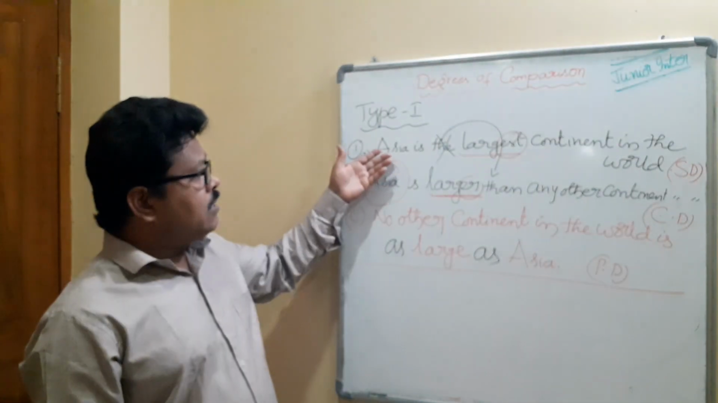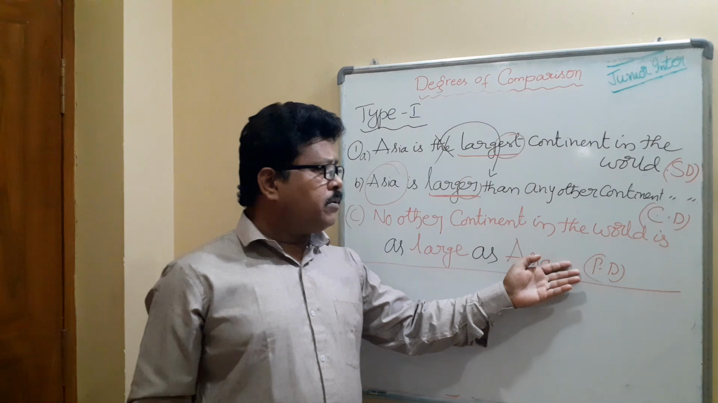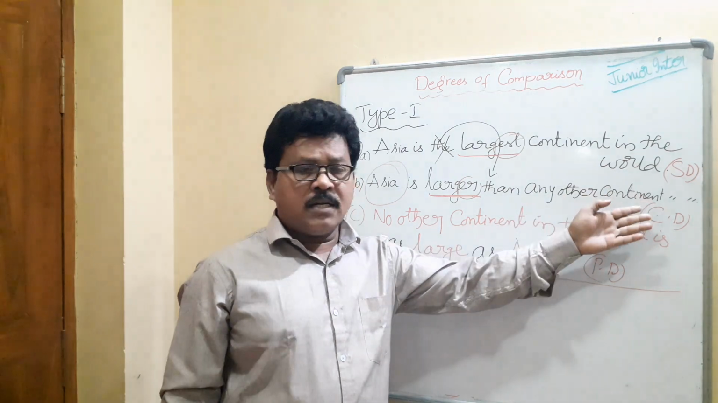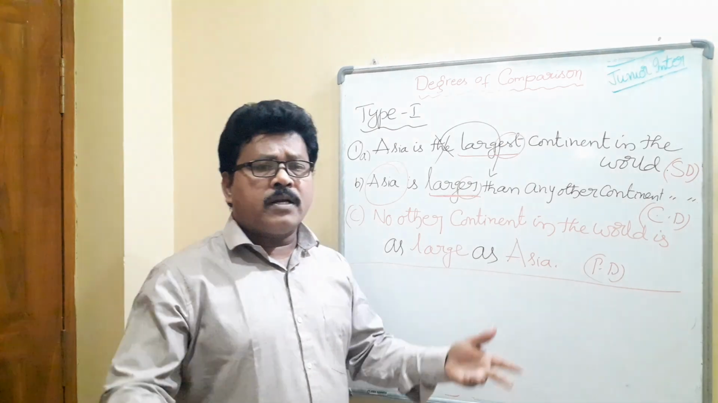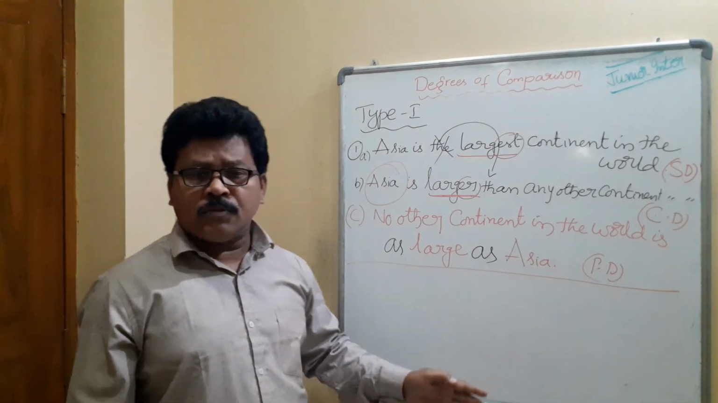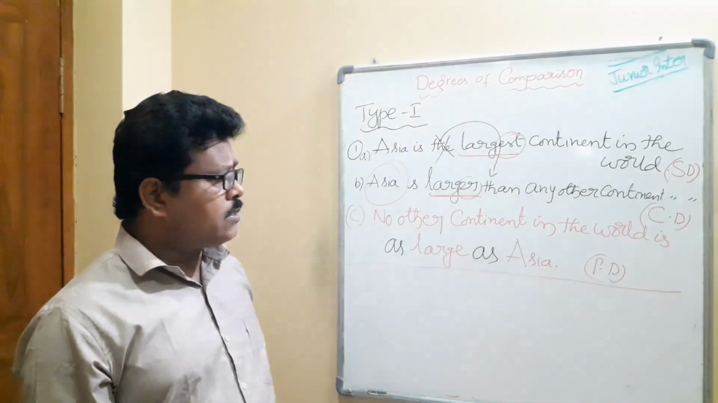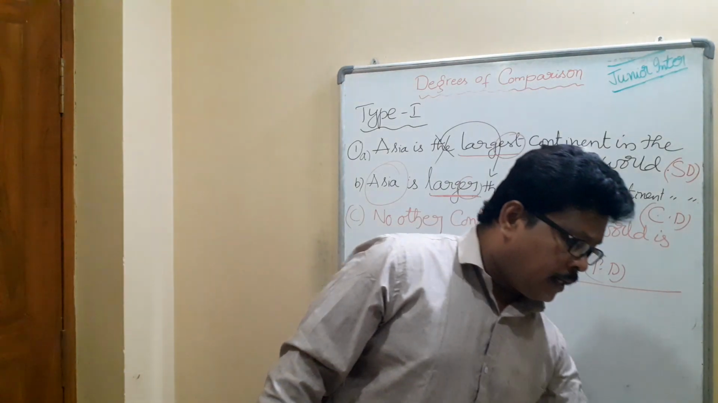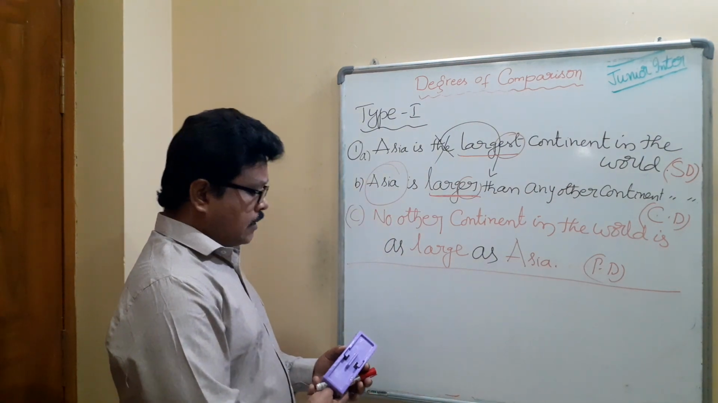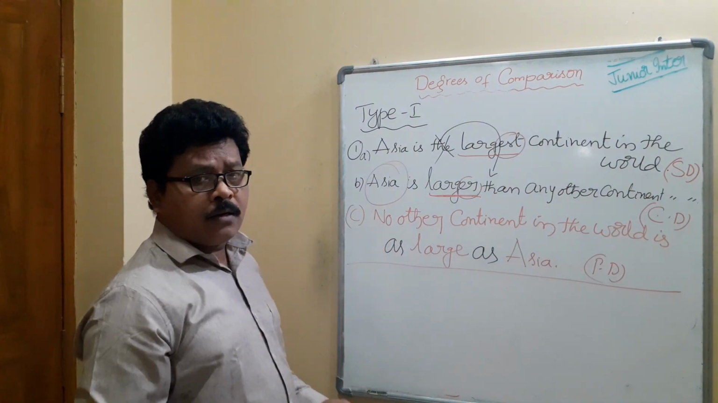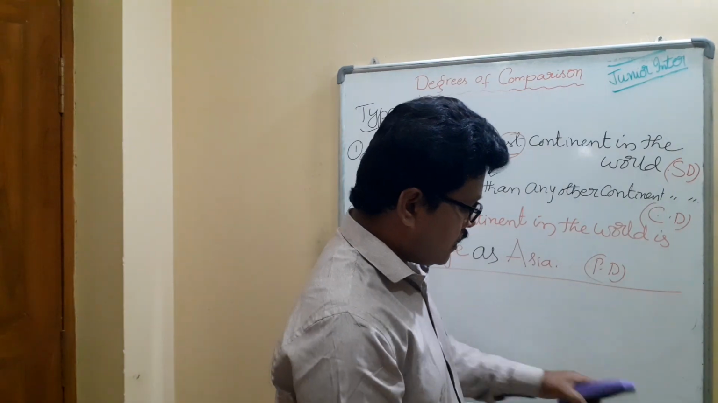In the exam, SD is given and you will be asked to write CD or PD, or PD will be given, or CD or SD. CD is given, SD or PD, in any way. They won't tell you this is type 1, this is type 2. They will tell you: change the adjective into comparative, change the adjective into superlative. Like that only. So this is type 1. Now come to type 2.